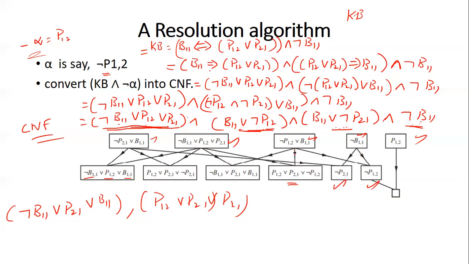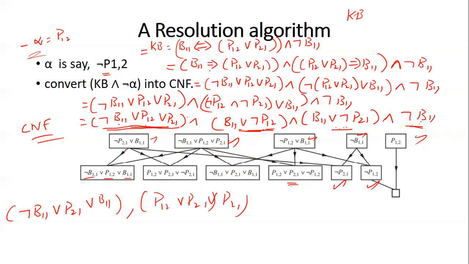So we have missed out one thing. We should apply resolution between this and this, the one with not P2,1 and B1,1, and this one. Okay, so when you apply resolution between this and this, yeah, we got this. Basically, you have to apply resolution between every possible pair.